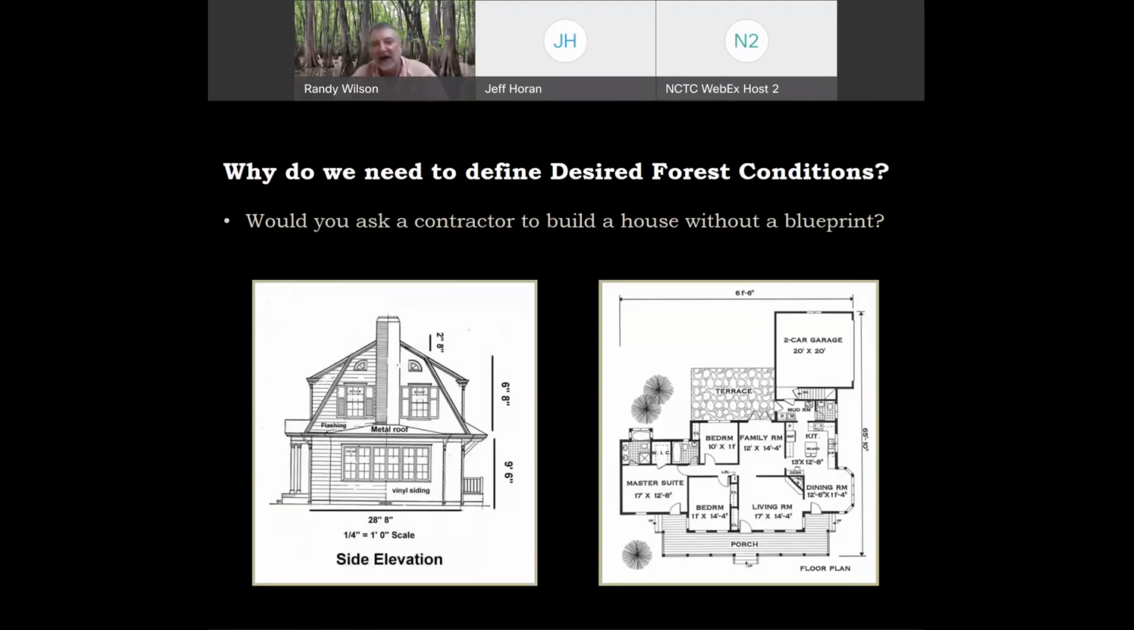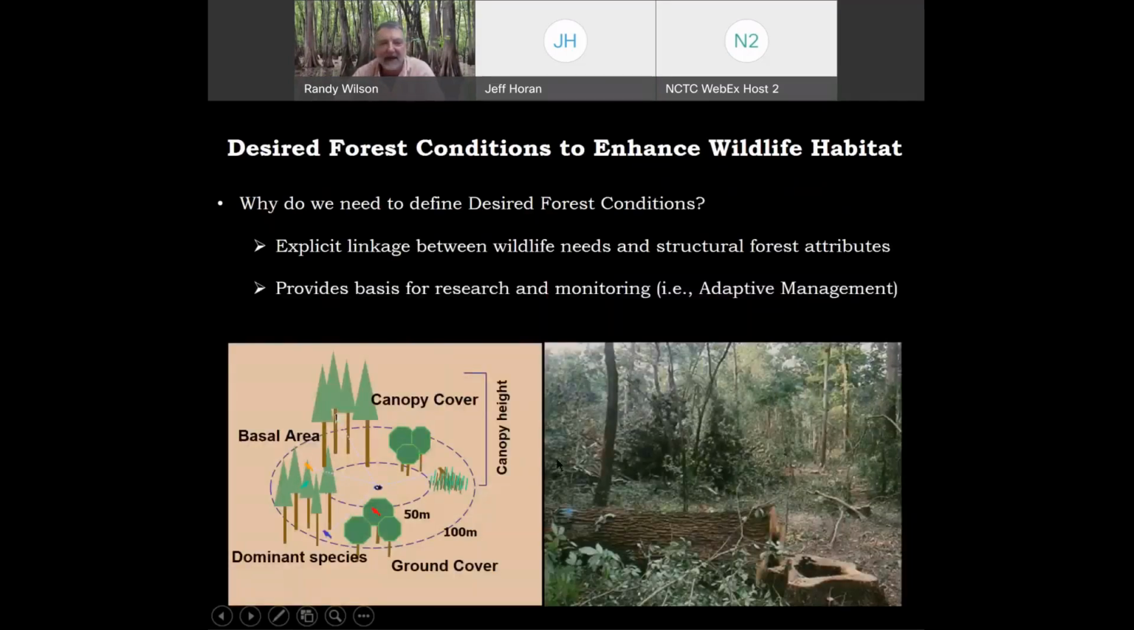To reinforce that, consider designing a house. I recently built a house a few years ago. I would not have let my contractor just build a house without a blueprint, right? So how are foresters supposed to build a house for our forest breeding bird community without some sort of blueprint?